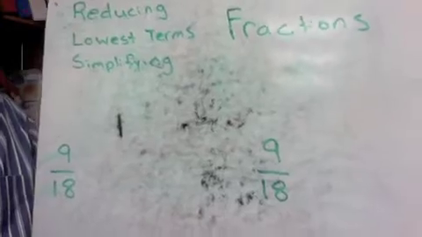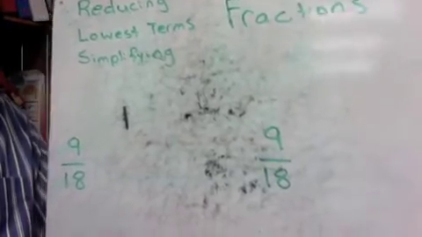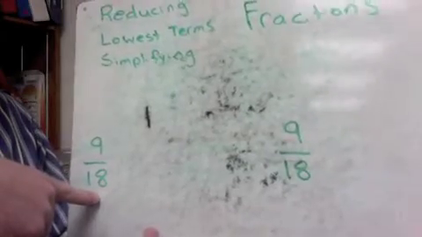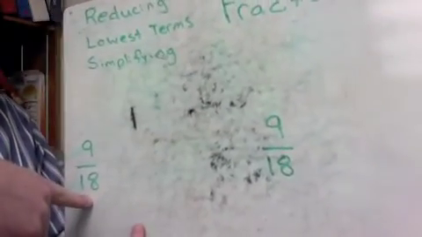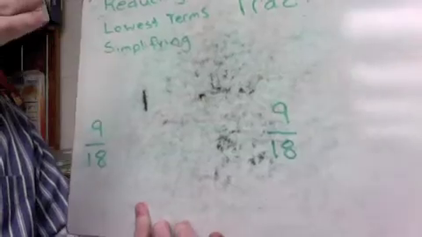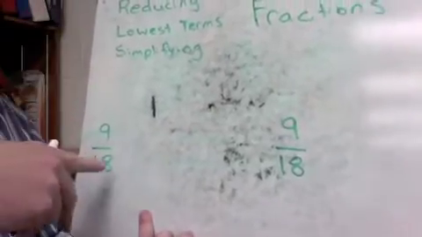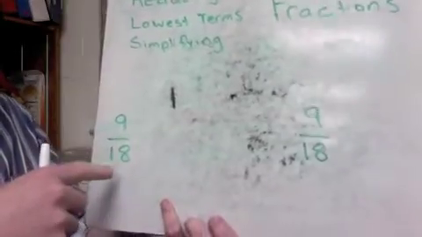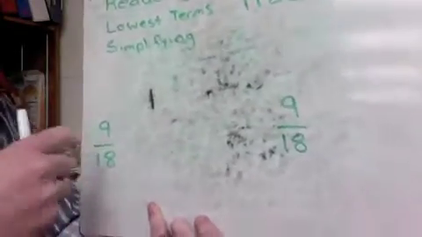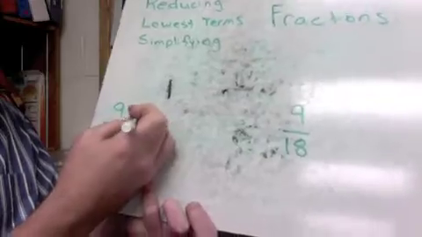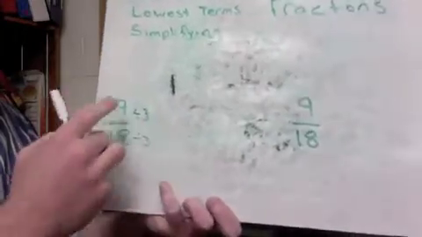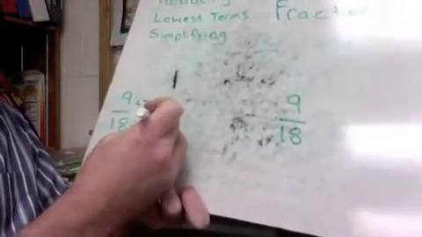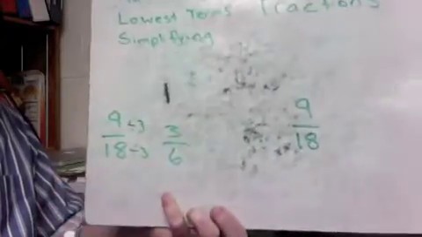Alright, here's another example, and I'll show you 2 ways to do this. 9/18. I need a number that goes into both. If you can't think of the biggest number, any number will work as long as it goes into both of them. I know that 3 times 3 is 9, 6 times 3 is 18, so 3 goes into both of them. So if I divide by 3, 9 divided by 3 is 3, 18 divided by 3 would be 6.